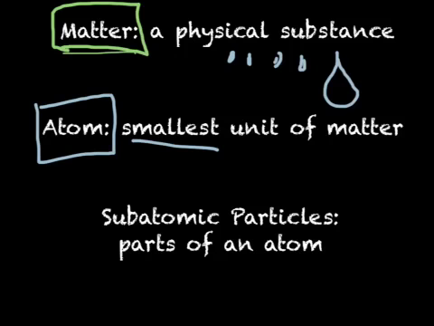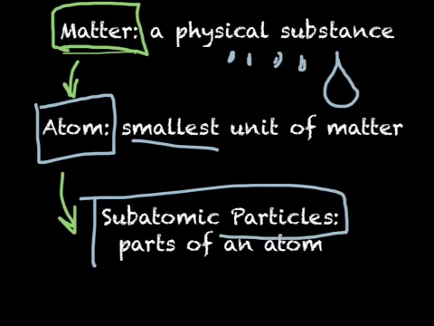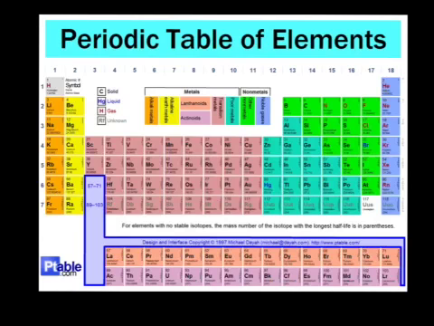In terms of size, we're going from matter down to the atom. And from there, we're going to go down to what are called subatomic particles. Subatomic particles are the different parts of an atom, and that's where we're going to focus today in order to learn about electric charge. When you get to chemistry next year, you'll learn more about what elements are. Elements are the different parts of matter that make up life.